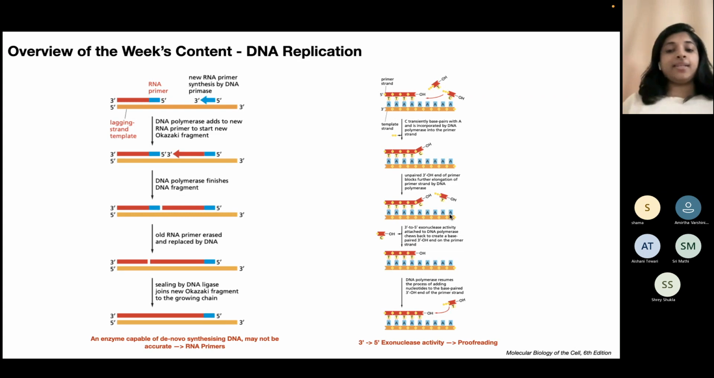So it is stalled, and then there is this 3' to 5' exonuclease activity, which will cut and remove this inaccurate base so that an accurate base can then be added, and only then will DNA replication proceed. So these are two of the basic mechanisms by which DNA replication's accuracy is maintained. There are, of course, other mechanisms as well, which we can discuss later.